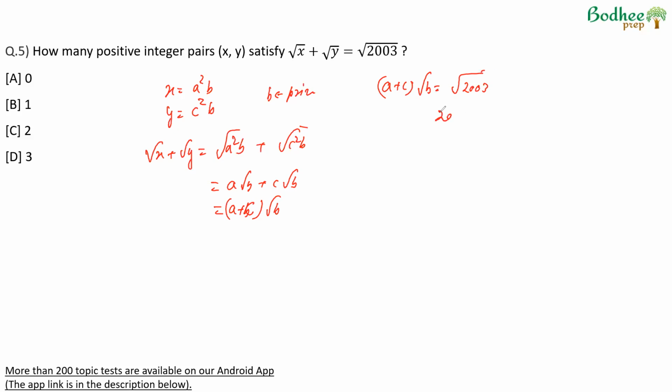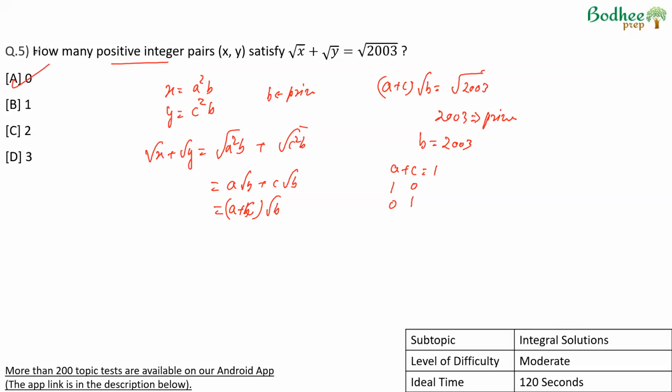The problem is 2003 in itself is prime. And therefore, b becomes the value 2003, which means a plus c has to be equal to 1. The only possibility is a is 1, c is 0, or a is 0, c is 1. In both cases, a and c will not be positive simultaneously, and therefore 0 positive integral solutions are possible.